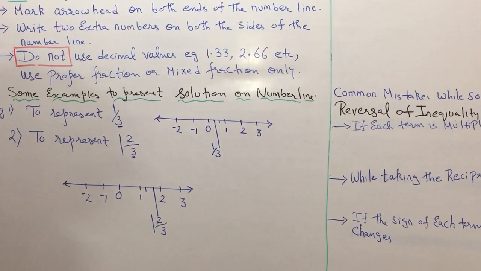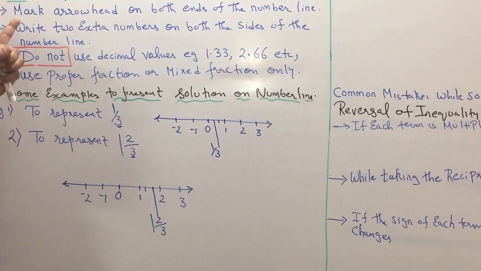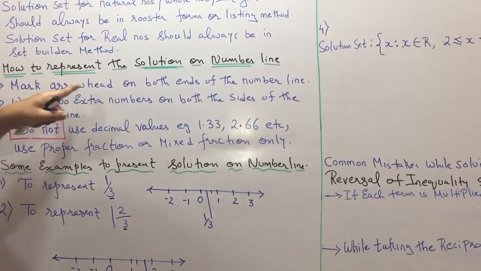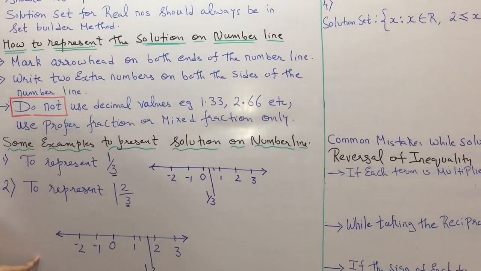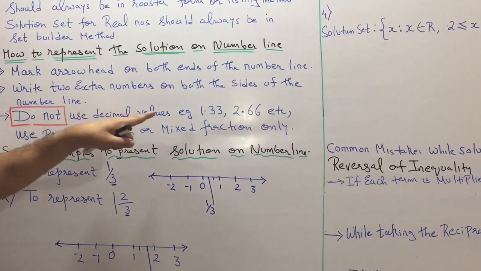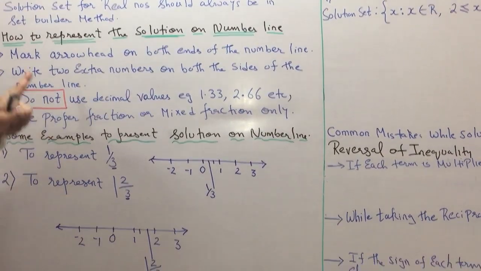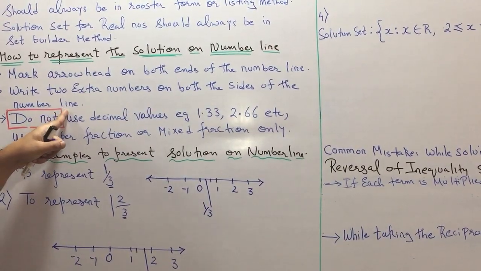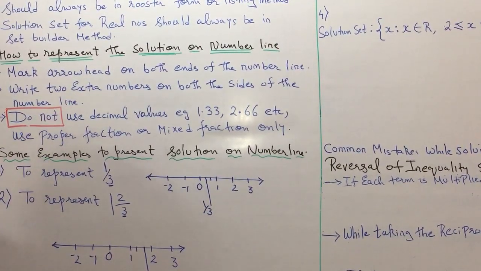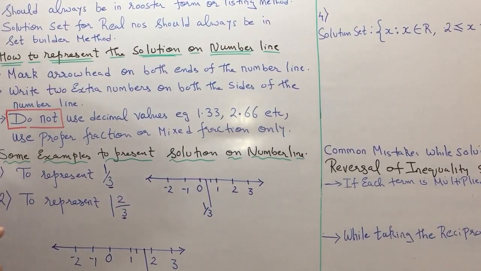Now children, as I stated earlier, we need to focus. First, mark arrowheads on both the sides. Did we do so in the previous one and this one? Yes. We are not supposed to use any kind of decimal form. Indeed. Now write 2 extra numbers on both the sides of the number line, as we have noted. Pay very good attention over here.